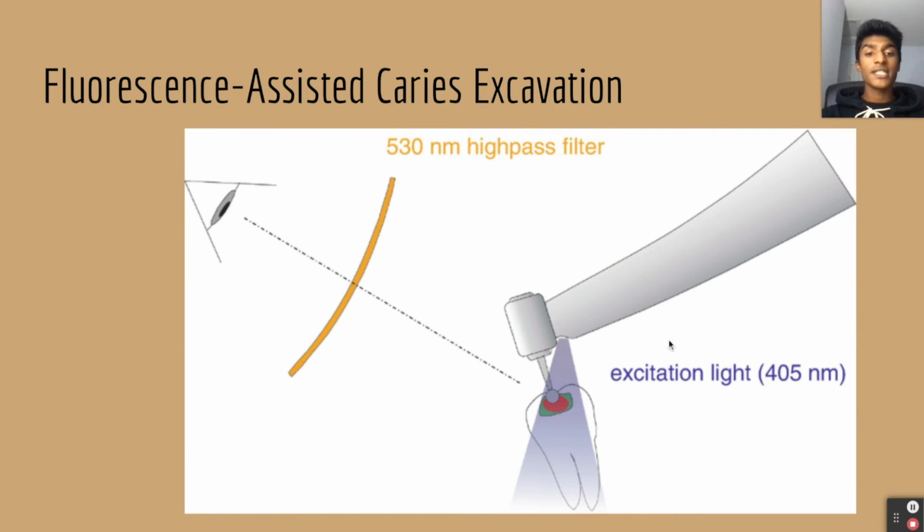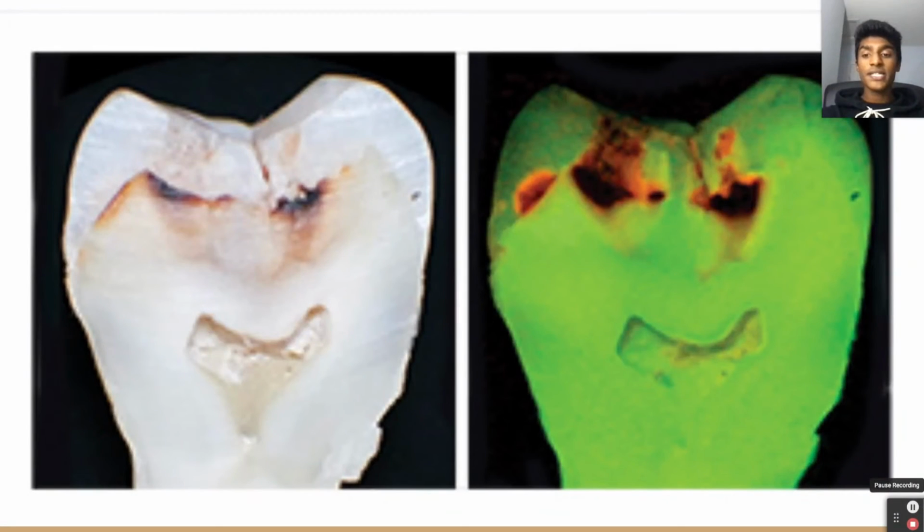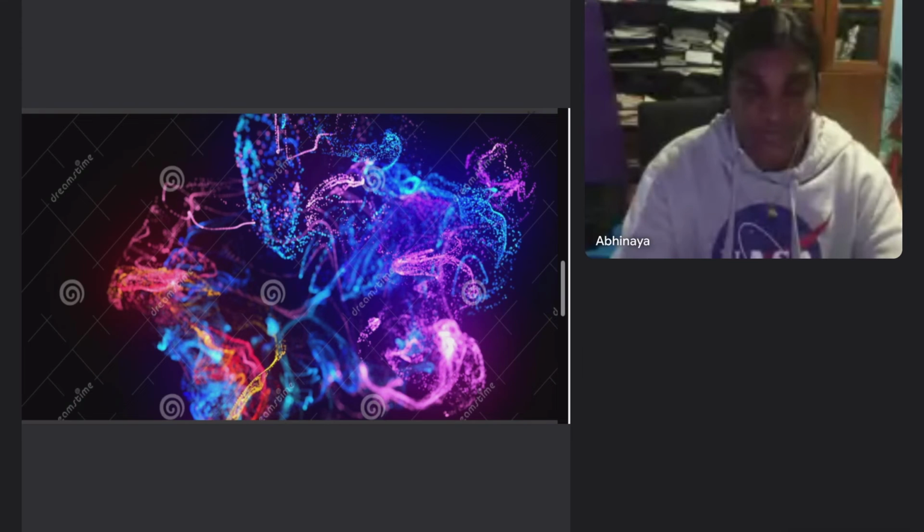In this diagram, we can see how there is a light being shone onto the tooth and a 500 nanometer filter close to the eye, differentiating the yellow, orange, and red fluorescences. In these two images, we can see how the left one does not use the fluorescence-assisted caries excavation, and this is shown by how the right image has a red spot which represents the caries.